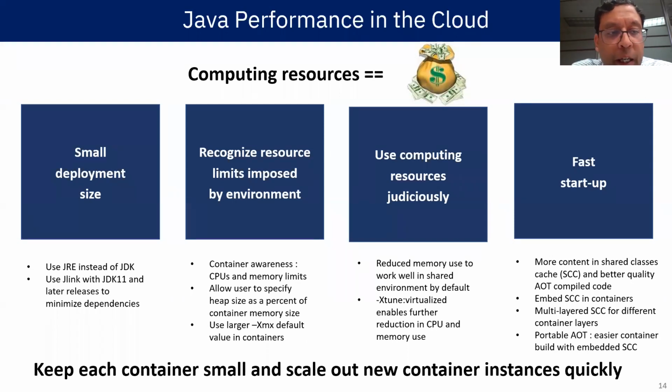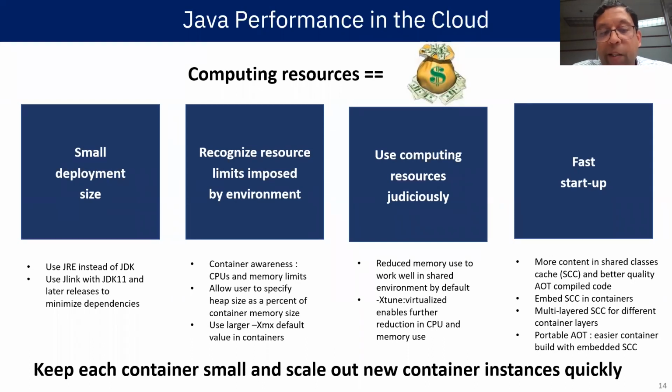There's some fairly easy to wrap one's head around stuff, basic stuff like keep the deployment small. The tricks that one can use there are probably well known to you: use a JRE instead of a JDK, and use the excellent JLink technology that's there in JDK 11 and newer releases to minimize the dependencies. But then there are also other things that we do in OpenJ9 in the JVM around recognizing resource limits imposed by the environment that are quite different.